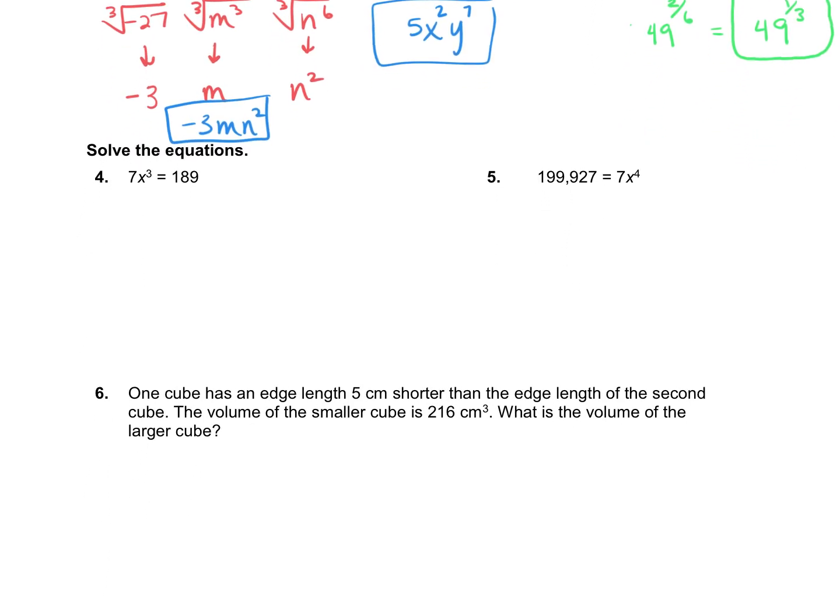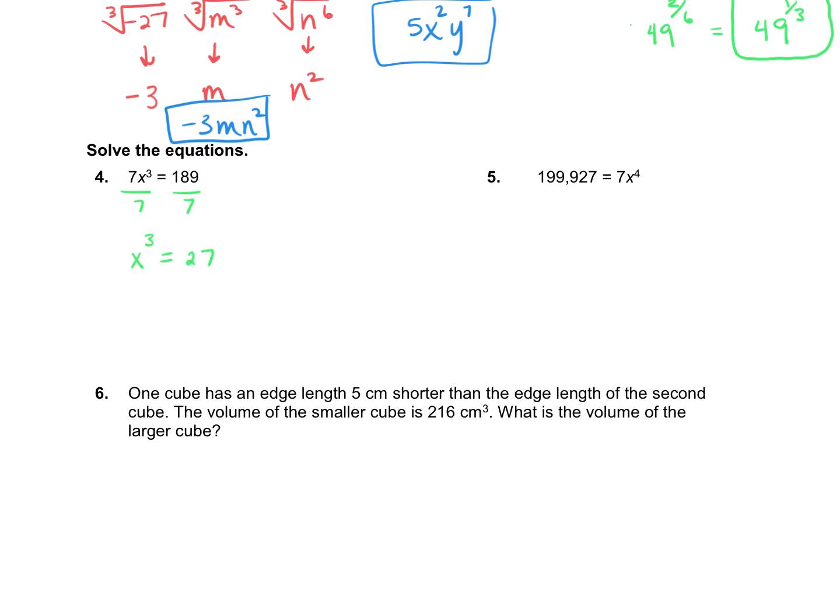All right, then we're going to move into solving some equations. When we solve equations, we're going to have to undo some radicals. I can see we have an x cubed. Before we deal with the x cubed, any numbers outside of that, so for example, this 7, we do have to get to the other side. So we're going to start by dividing both sides by 7. That leaves us with x cubed equals 27.